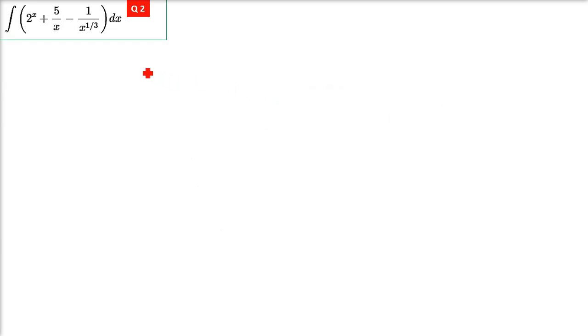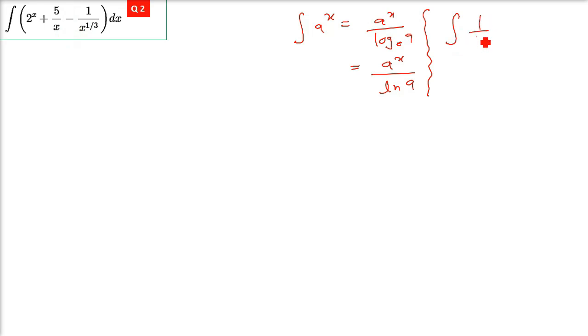Next one, before we go ahead, there are certain results of integration. Integration of a to the power x is simply a raised x divided by log a. You can write it as a raised x and log base is e. When the log has base e, we write it as ln. How about 1 by x? We'll get 1 by x also. Integration of 1 by x is simply ln x or log base e x.